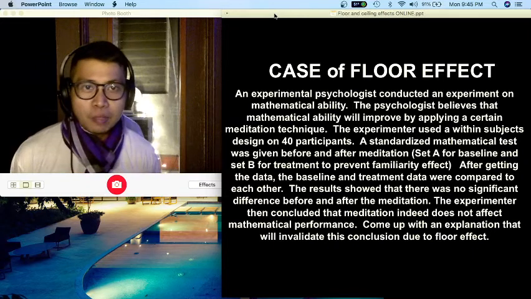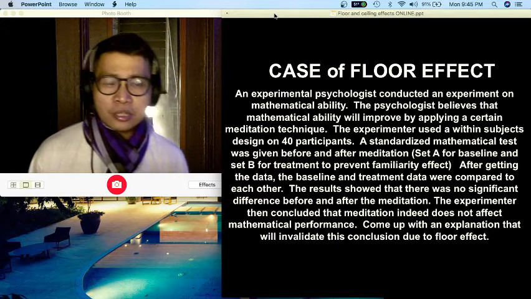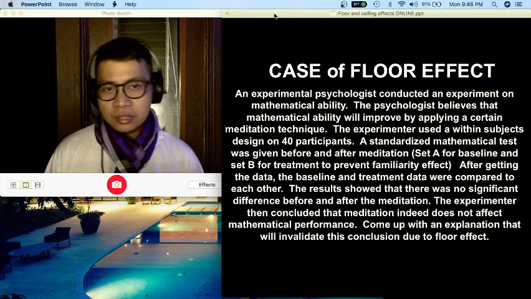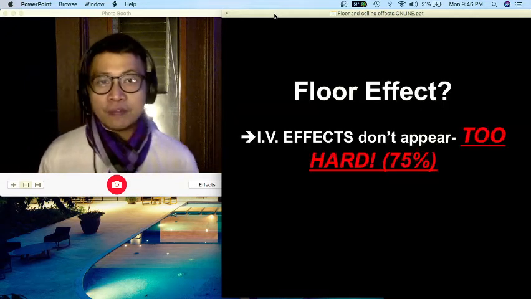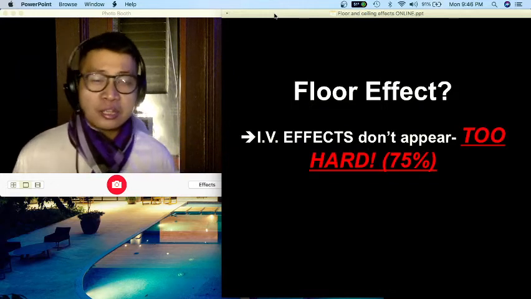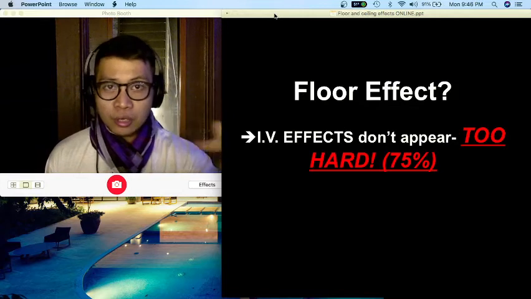Okay? Now, pag-usapan natin yung kabaliktaran ng ceiling effect, which is floor effect. Basically, I just used the same case. It's just that in this case, gusto ko lang ipasok yung konsepto ng floor effect. So, paano ba nangyayari yung floor effect? Basically, kabaliktaran lang yan ng ceiling effect. Ceiling, bubong sa taas. Yung floor, nasa baba.